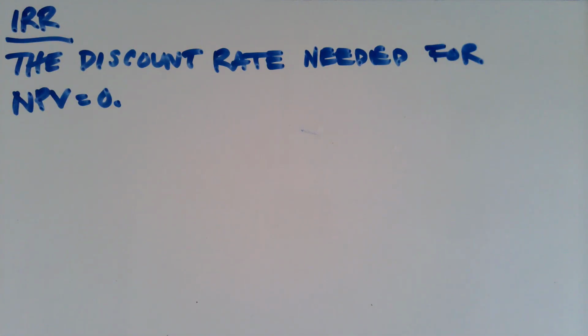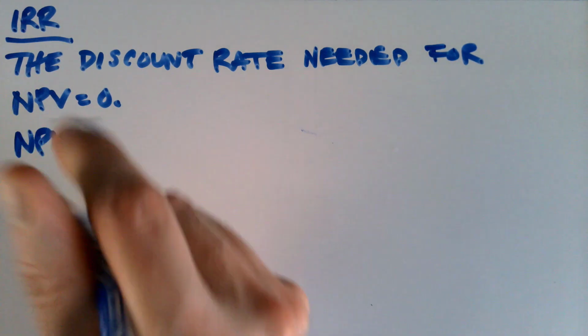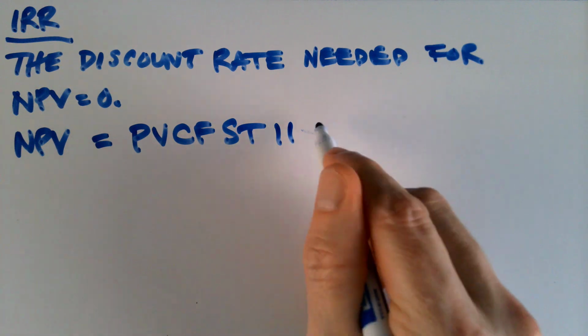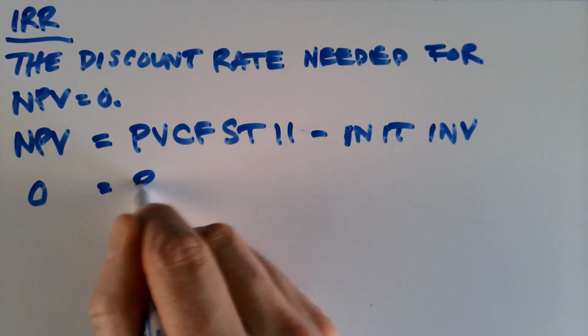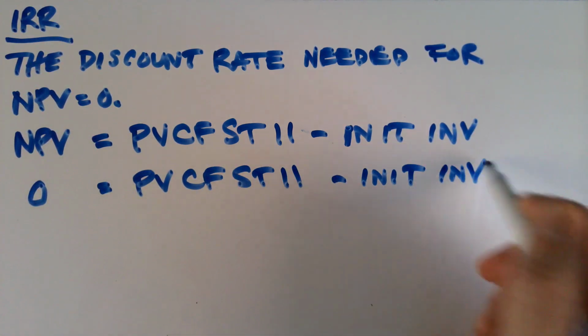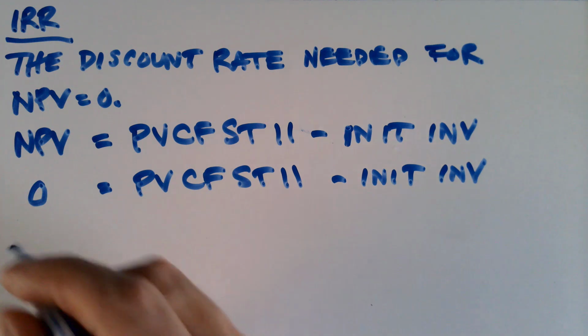Now let's talk about the internal rate of return, or IRR. IRR is simply the discount rate needed for NPV to equal 0. Now this sounds fairly simple, and it is. Well, let's go ahead and walk through how we would solve for this thing. We know the definition of NPV, and so all we have to do is set this equal to 0. We can take this one step further.